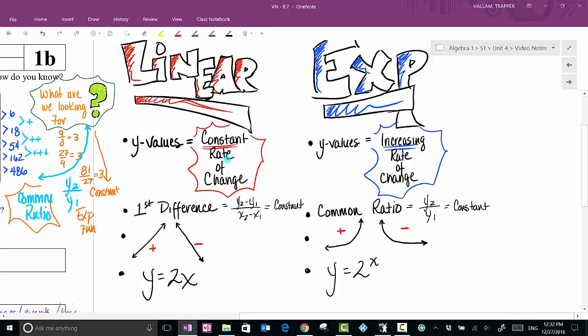The y values are going to have a constant rate of change, a slope between them, right? How do we find that? Well, we take the first difference, which is just a slope calculation. If that's constant, it verifies that it's a linear function. What shape do we get with the linear function? Well, if the slope is positive, it increases from left to right. If it's negative, it decreases from left to right.